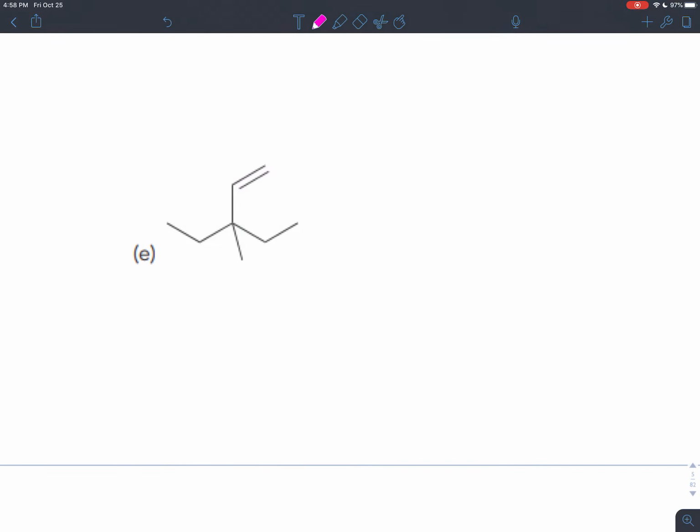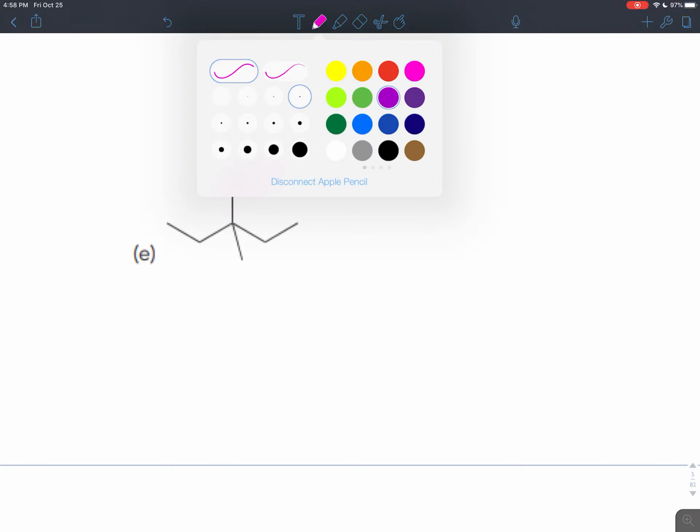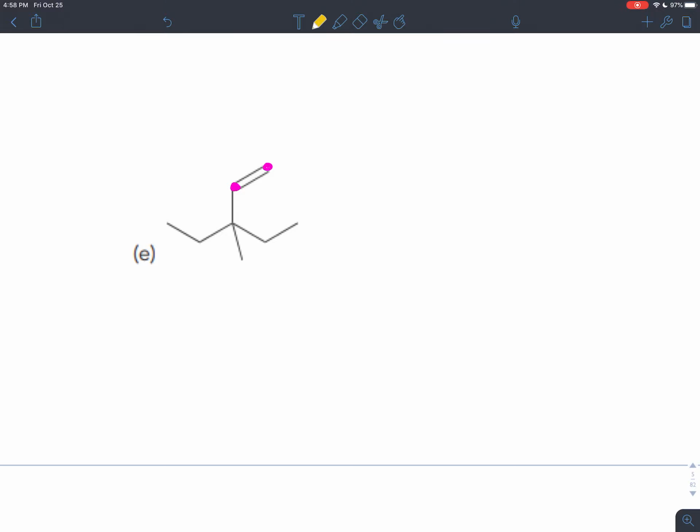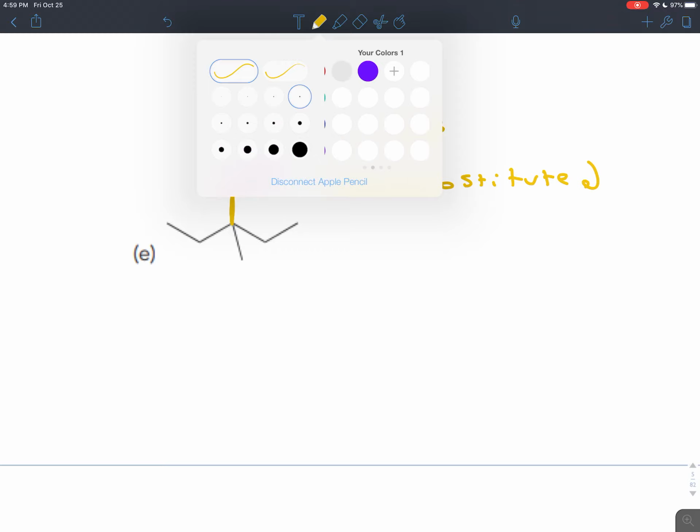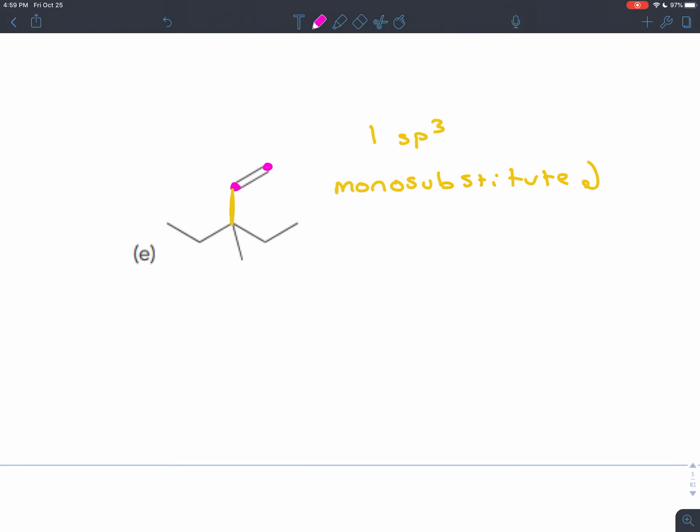And finally for E, just put those 2 dots at the end of the double bond for where the carbons are in the double bond, and think about how many sp3 orbitals are there attached to that the p orbitals can leak into through hyperconjugation. Well, there's only this one, and so this is monosubstituted. There's just one sp3 orbital that the p orbital electrons can leak into.